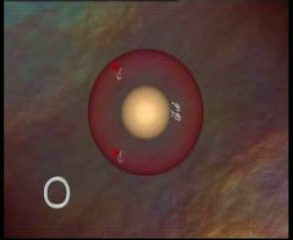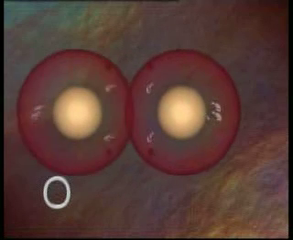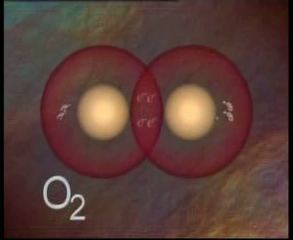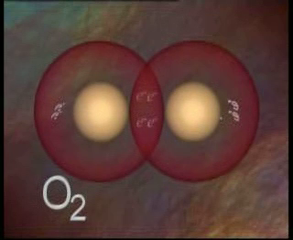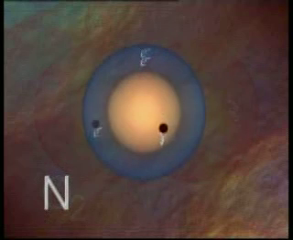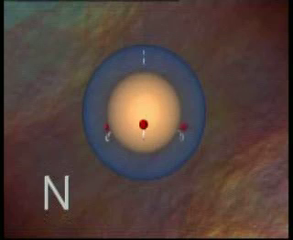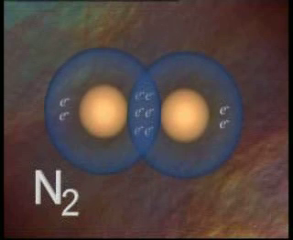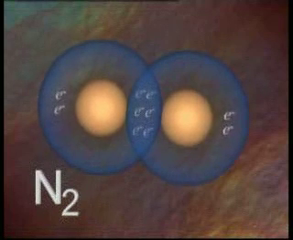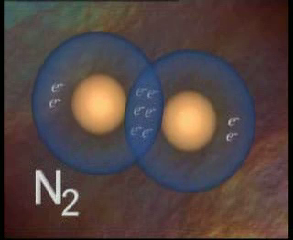Oxygen has in its outer shell 6 electrons with room for 2 more. It can fill its shell by sharing 2. It forms an oxygen molecule with covalent bonds. Nitrogen shares 3 electrons to complete its outer shell. Again, covalent bonds hold a nitrogen molecule together.